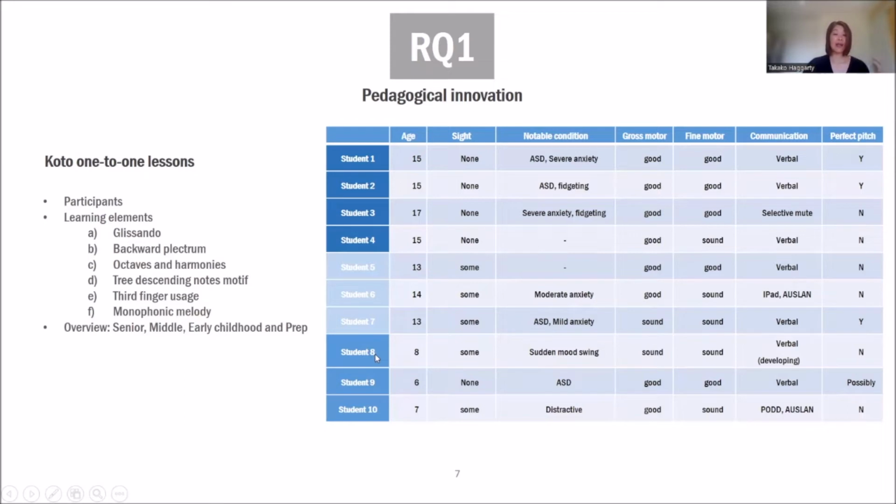Students 8 to 10 come from prep and early childhood class, aged between 6 and 8, so they're significantly younger. Students 9 and 10 spoke English as a second language, and student 10 was nonverbal as well. He used a PODD, which is a picture card communication booklet, and also Auslan.